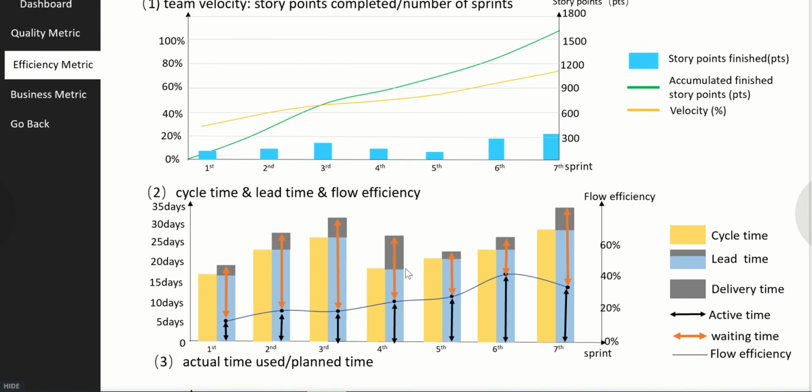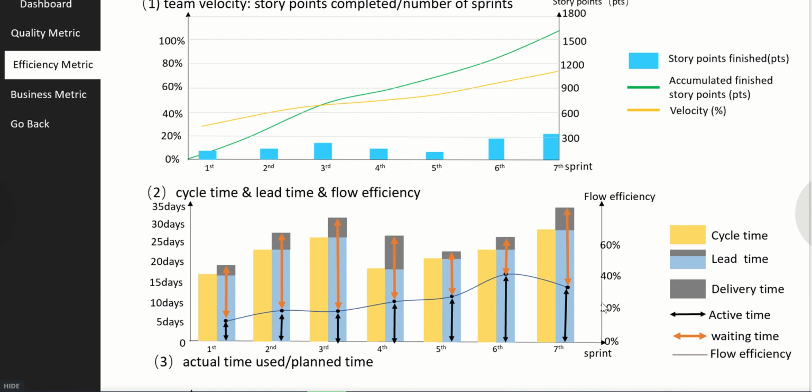Cycle time is the time from when you actually start working on the feature to when you finish the feature. Lead time is the time from when you got a request to when you finish the delivery. So there's a difference. And then we're also tracking the flow efficiency. The flow efficiency will actually help us.